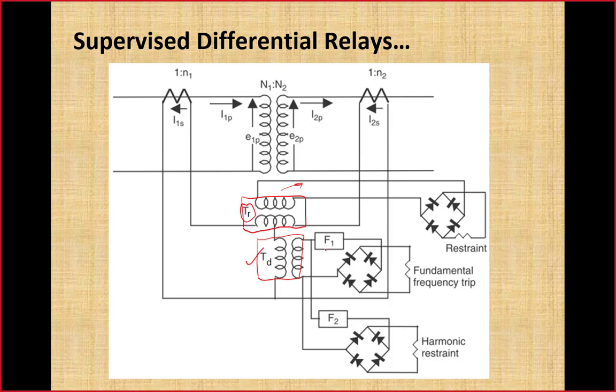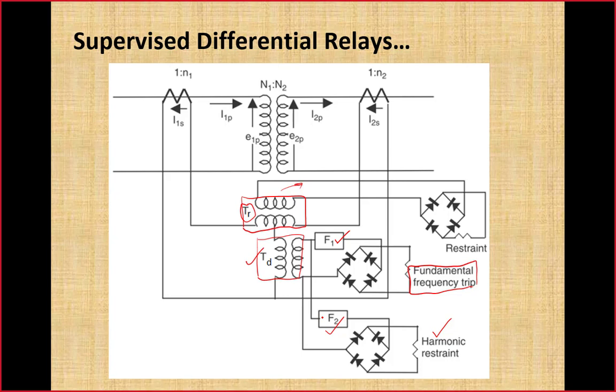Now this output is passed through two filters. The first filter, F1, is a low pass filter that allows only the fundamental component to pass, and this fundamental component will be used for tripping applications. So it will produce the trip, at fundamental frequency, and be applied across the trip coil of the relay. Then the same current, in parallel, is passed through the second filter, F2, a high pass filter. It will allow all the higher order harmonics except the fundamental to pass on. All those harmonics will be used to produce the restraining action.